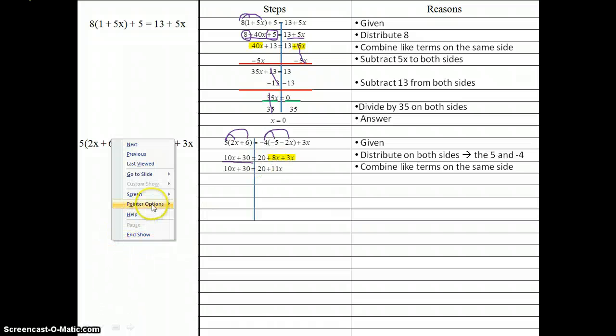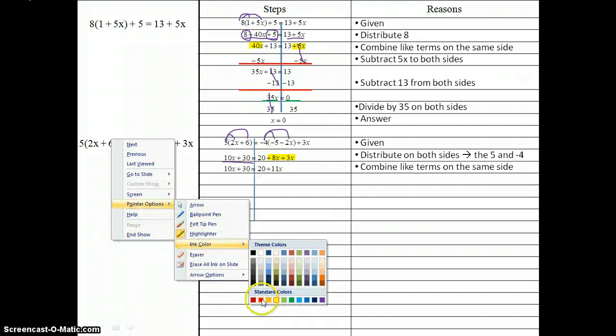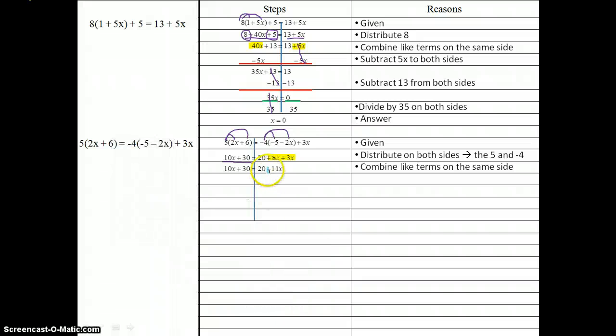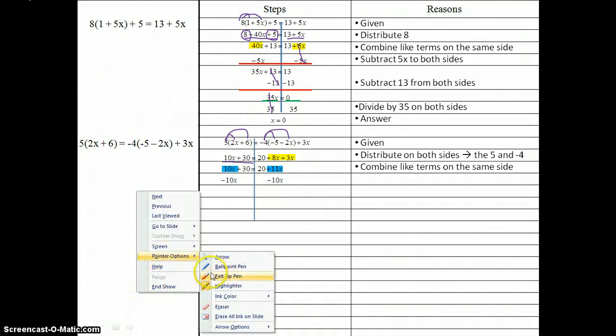Now, are there variables on both sides? There are variables on both sides. We have 11x over here and we have 10x on this side. So we need to move the variables to one side. Again, remember to move the smallest variable. 10x is the smallest one. It's positive, so we're going to subtract 10x on both sides.